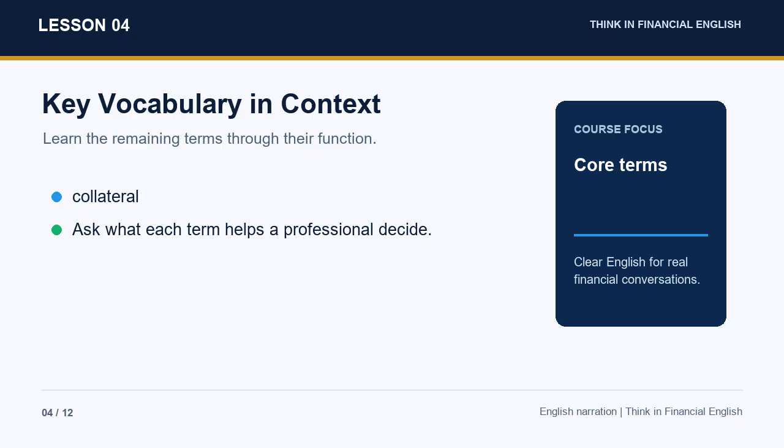First, identify the main actor. Second, identify the financial need or pressure. Third, identify the tool or structure being used. Finally, explain the expected result.